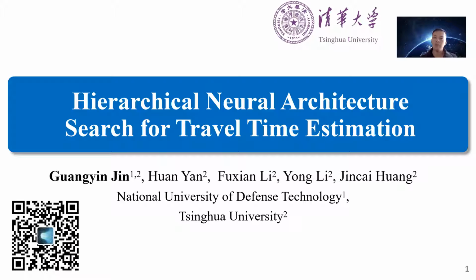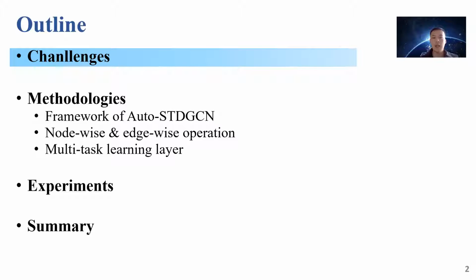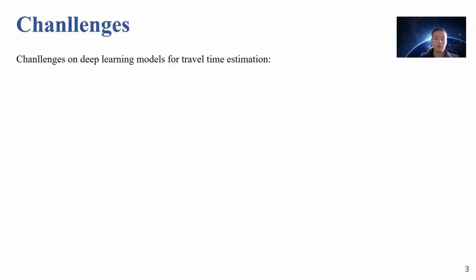Hello everyone, I will present our paper, Theoretical Neural Architecture Search for Travel Time Estimation. Let's see the outline of my presentation. First, let's see the challenging section. There are three main challenges as follows. You can see here.